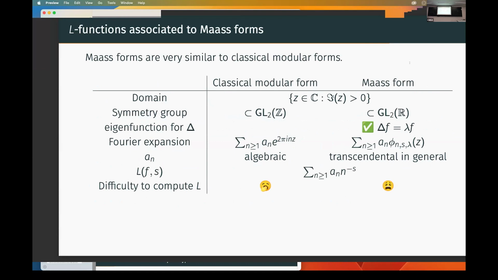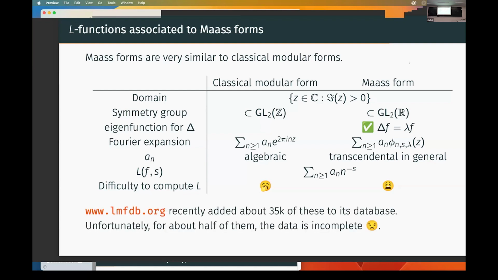In particular, what I wanted to focus on is that the L-function looks exactly the same. Computing an L-function, for people that know the theory, will be like, oh, it's boring. But for Maass forms, even if you know the theory, it's complicated. So that's the point. It's hard to compute L-functions, but you have a set of them, with about 35,000 that have been added recently. But unfortunately, if you'd like to run the same experiment, you're missing some data.